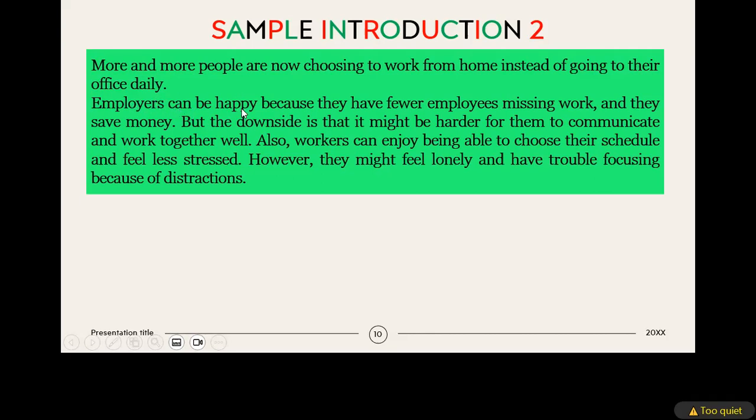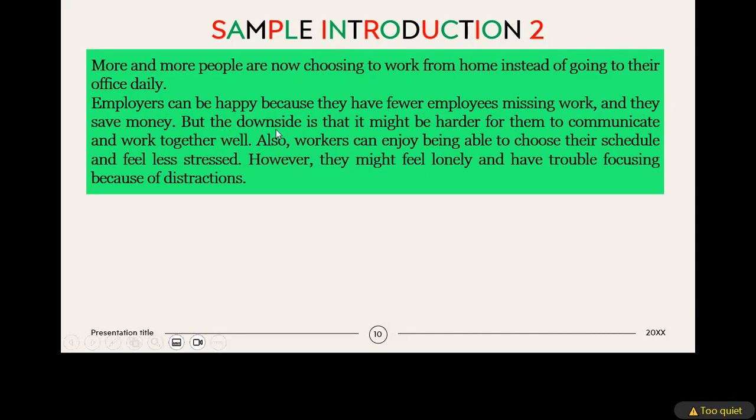Employers can be happy because they have fewer employees missing work. He is answering. Now this is one of the advantages. He said they have fewer employees missing work. Very simple language. And the second, they save money, which they call cost savings. Very simple words.